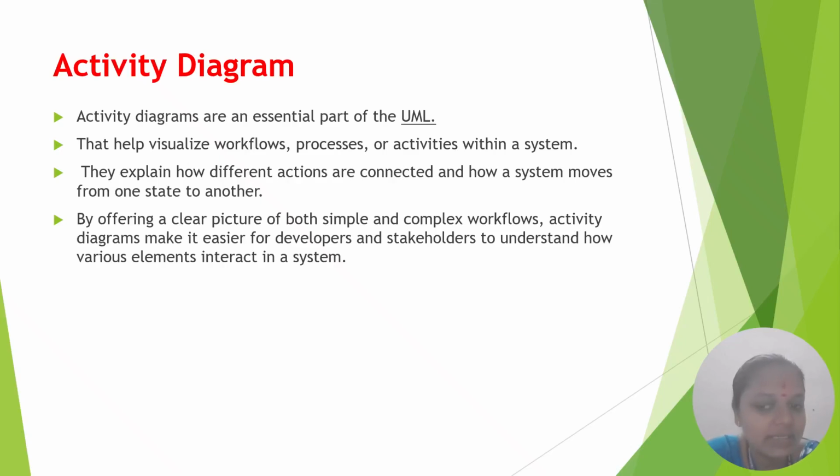An activity diagram starts from an initial point and ends at a final point, showing different decision paths along the way. They are often used in business and process modeling to show how a system behaves over time.